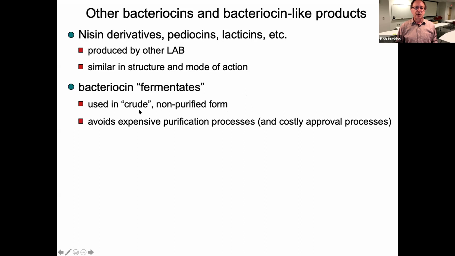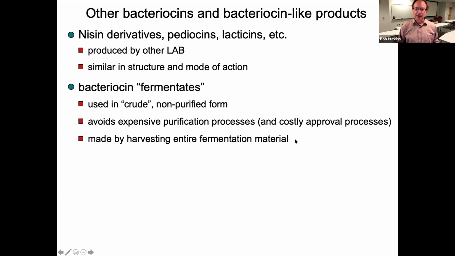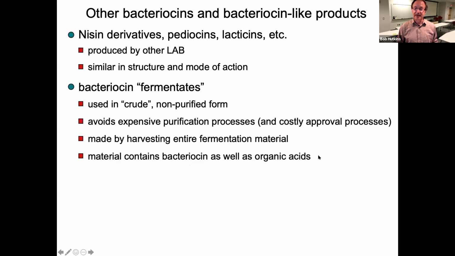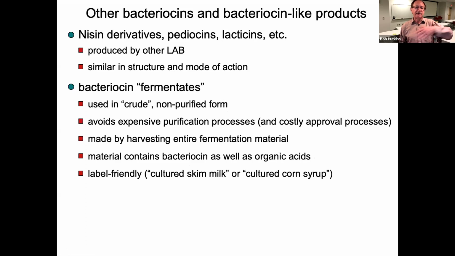But they realized, well, what if we just grew the microbe in the fermenter and didn't purify it? What if we just harvested the entire fermentation material, collected it all, which contains the bacteriocin, and it contains organic acids, because lactic acid bacteria produce lactic acid, which is an organic acid. We take that whole material and spray dry it, maybe pasteurize it and spray dry it. And the bacteriocin will survive the heating because they're heat stable.